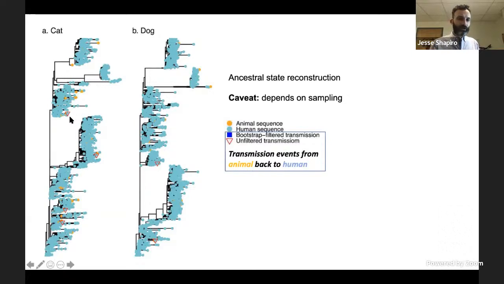And you can see that we're identifying these using ancestral state reconstruction as these red upside down triangles. We identify a few, but we also did a bootstrap filter, where we only look at parts of the tree that have high confidence, a high bootstrap support, and those are identified with blue squares, and you can see that there aren't any. So this is just one replicate. So sometimes there are, but you can see that especially in cats and dogs, we might identify these potential transmissions, but they're not very well supported on the tree.